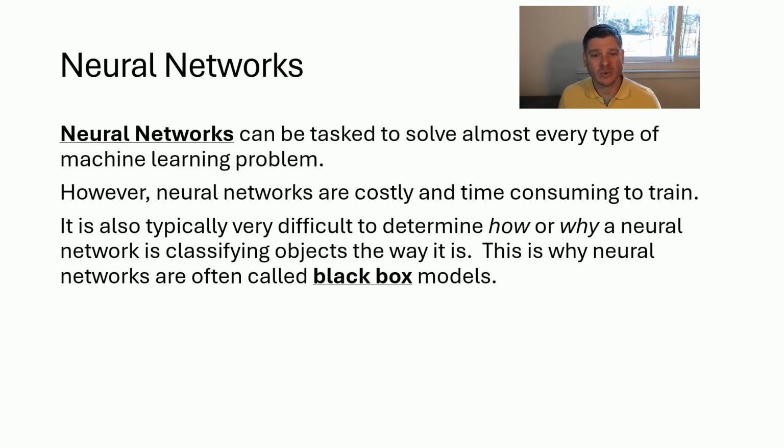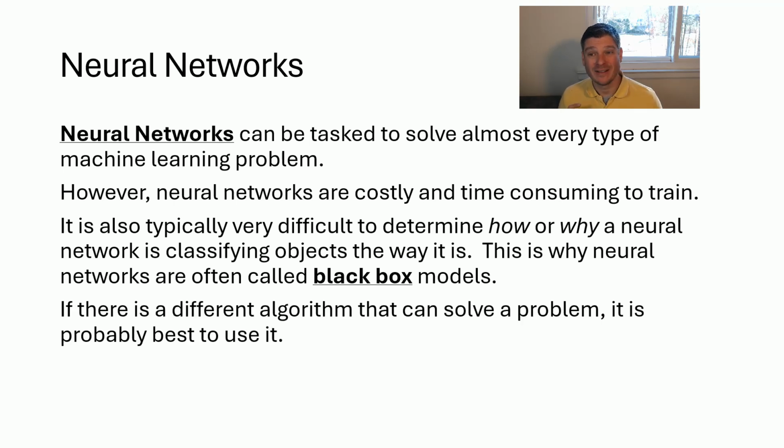This is why neural networks are often called black box models. However the neural network is making its choices is contained in this black box, and we don't necessarily know why or how it's working. Now, because of those two problems, how time-consuming it is and the fact that we don't know what's going on, if there is a different algorithm that can be used to solve a problem, it is probably best to use it.